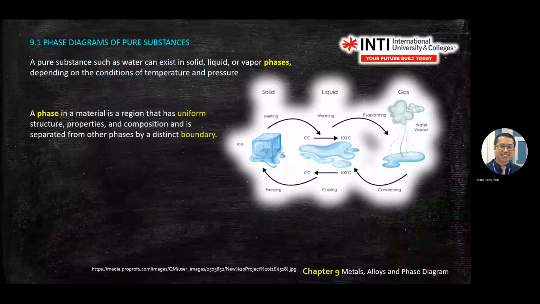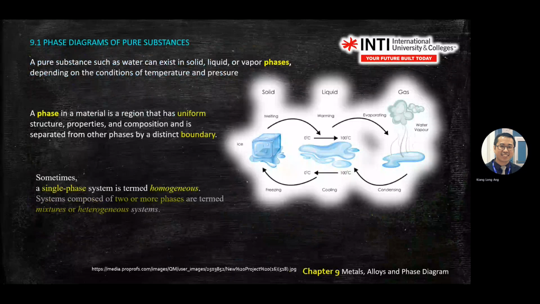Okay. So a phase is a region that has a uniform structure, properties, and composition, and is separated by boundaries. It depends on temperature and pressure. So just now, the graph was the solubility limit. The next term is called phase. So you have solid, liquid, and vapor phases.